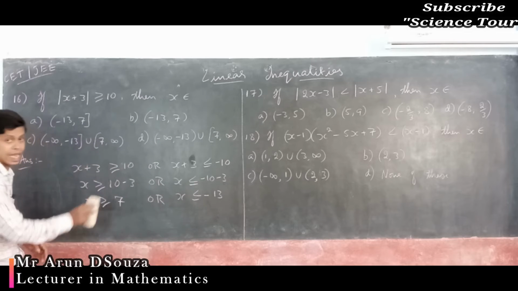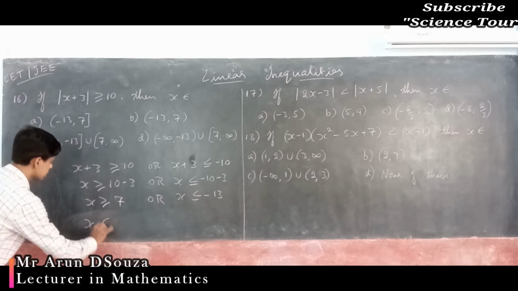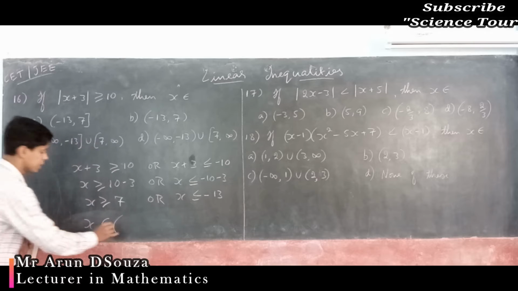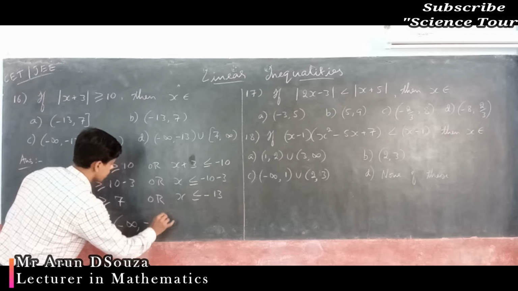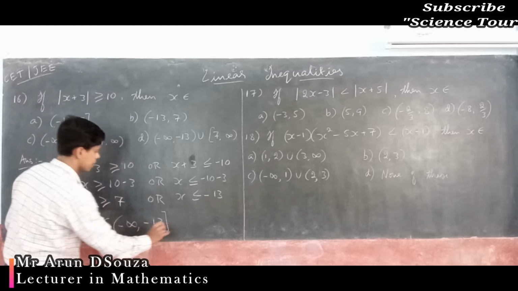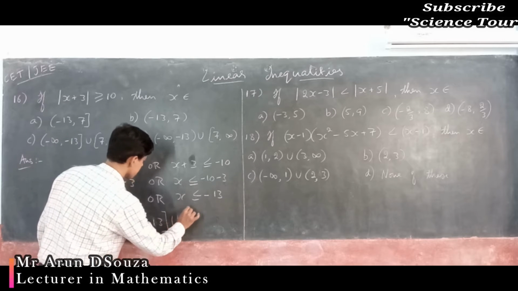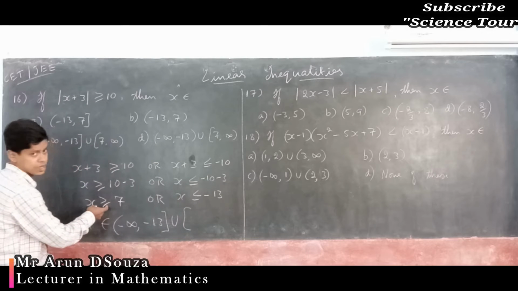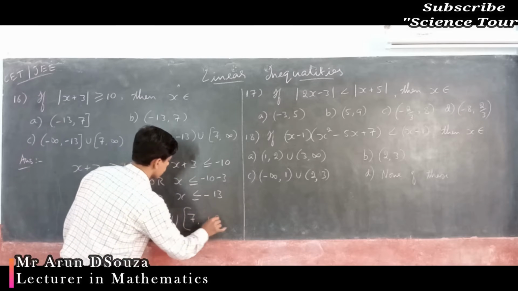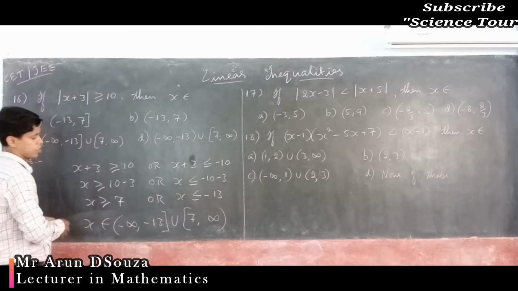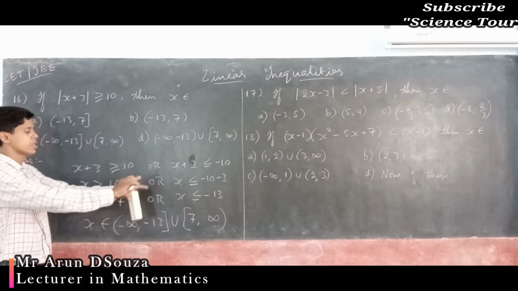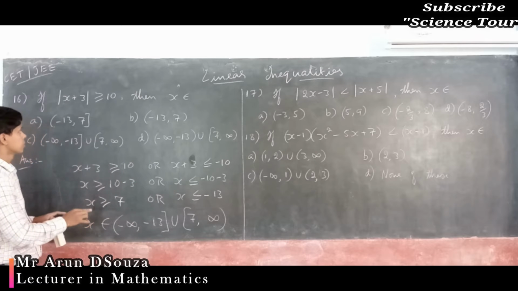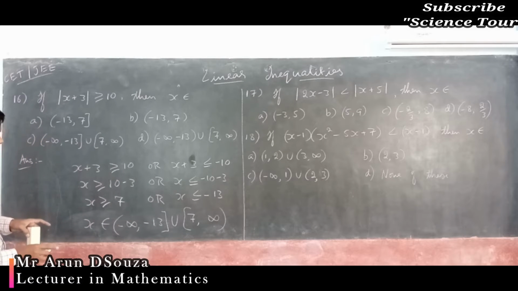It is not and. Therefore x belongs to negative infinity till minus 13, and you can include minus 13, union, you can start with 7, which is also included, and you can go up to positive infinity. So minus infinity to minus 13, minus 13 is included, and then 7 to infinity. So this is the answer, and that's option C. Therefore option C is the answer.